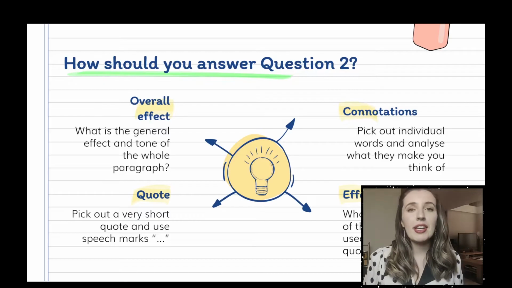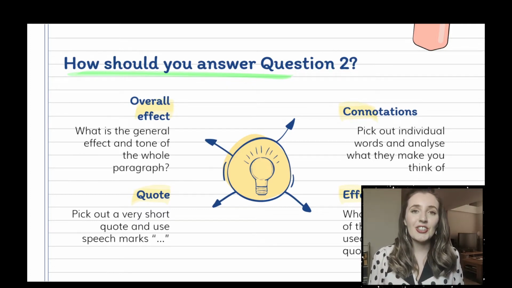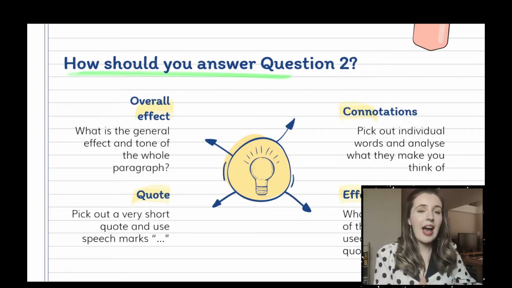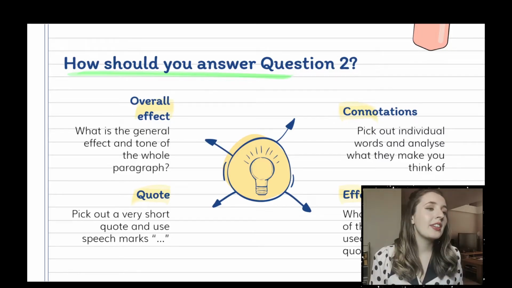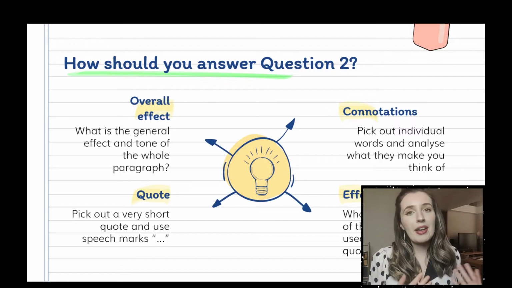So you should always begin your paragraph with an overall effect sentence where you consider what is the overall effect and general tone of the paragraph that you've been asked to analyse. So what is the overall atmosphere of that paragraph? Then you should give a quote. So you should pick a very short quote, not a full sentence, maybe 4, 5, 6 words at the most, and you should quote it using speech marks.